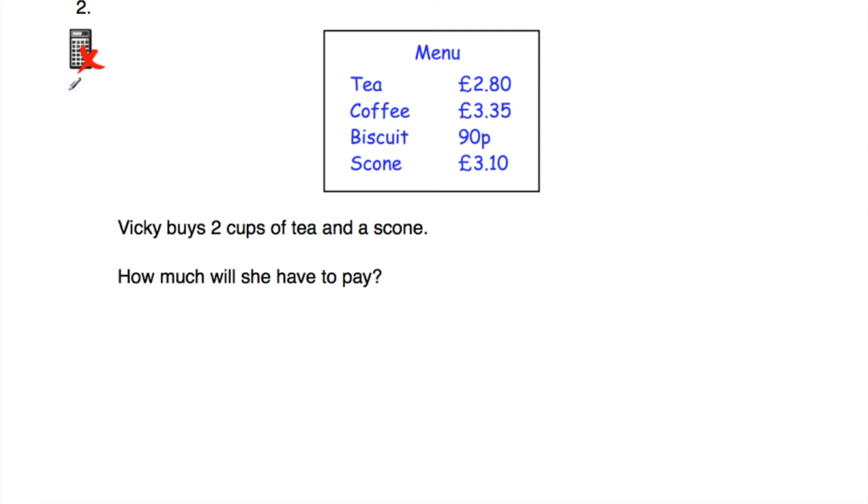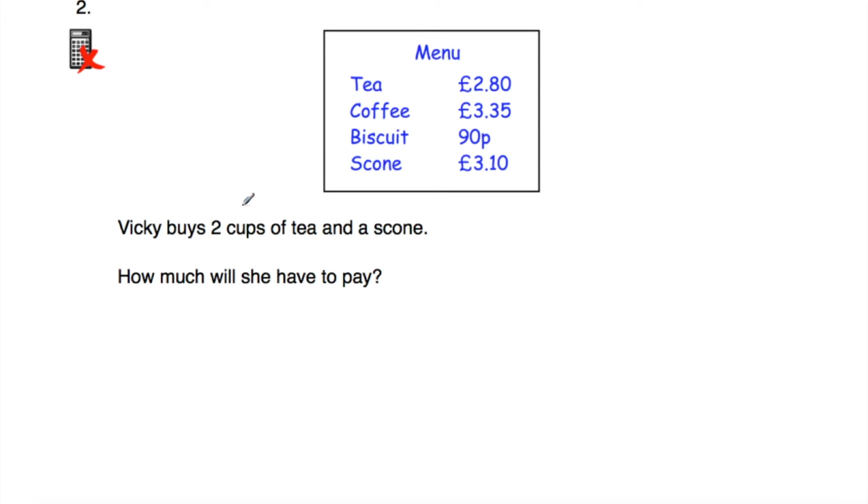Okay, let's have a look at our next question, question number 2. We've got this menu, and a tea costs £2.80, a coffee costs £3.35, a biscuit costs 90p and a scone costs £3.10. The question says Vicky buys 2 cups of tea and a scone. How much will she have to pay?